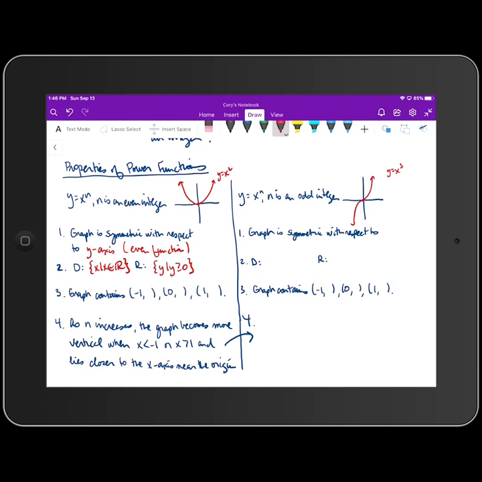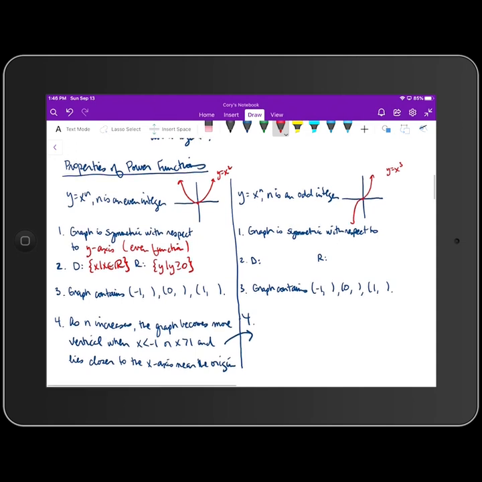Okay, when we look at the 3 points that lie on any graph of y equals x to the n power, where n is an even integer: when I input -1 into the function, -1 squared gives me an output of +1. When I input 0 into the function, 0 squared gives me an output of 0. And when I input 1 into the function, 1 squared gives me an output of 1.